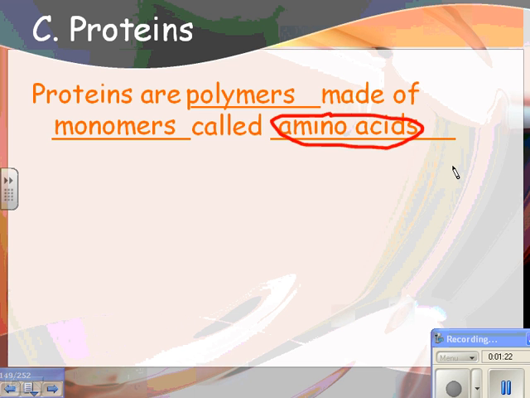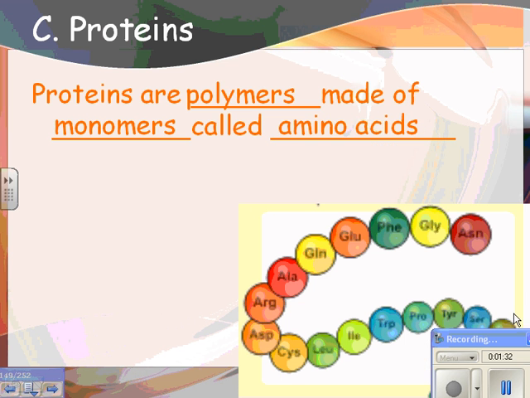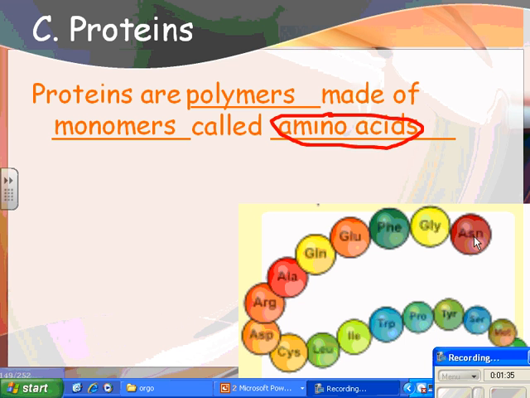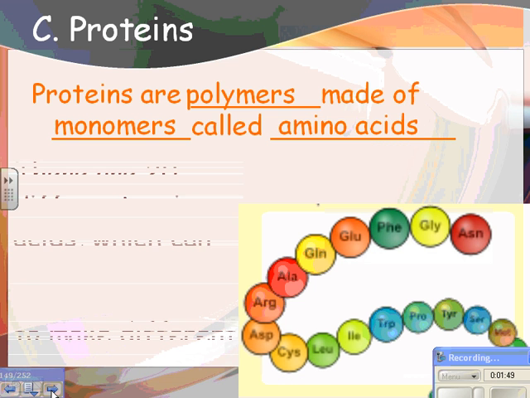You may have heard of amino acid drinks that maybe weightlifters drink so that they can build muscle, because muscle is made out of protein, which is made out of amino acids. So here's a diagram of that. And so this is an amino acid, and here's another amino acid, and here's a different amino acid, another amino acid, another amino acid. These are all monomers. If you link monomers together, you make a polymer, and the polymer is a polypeptide.